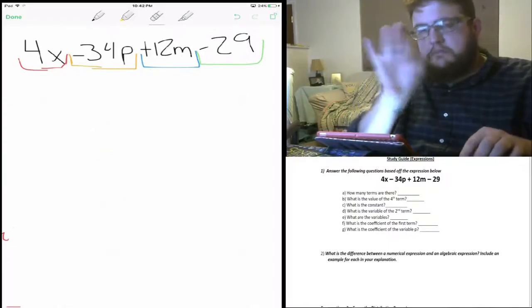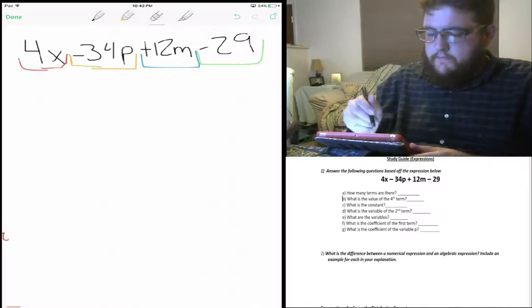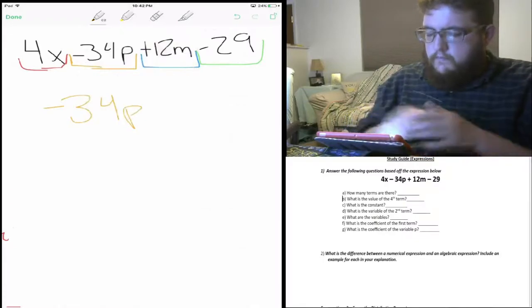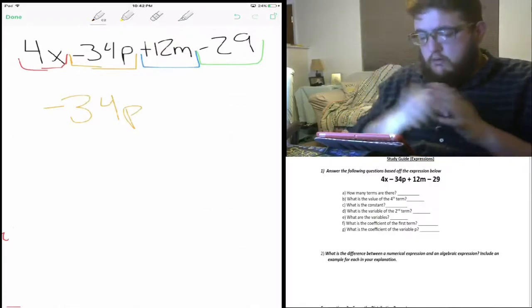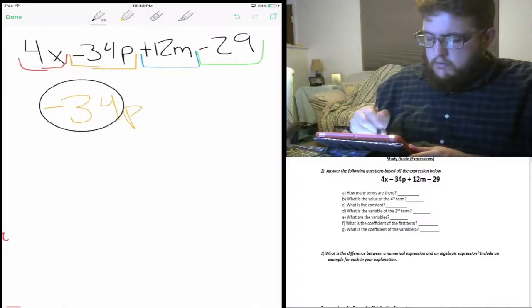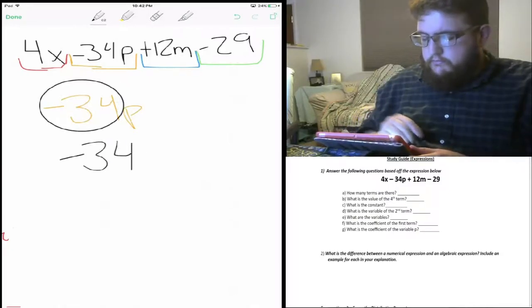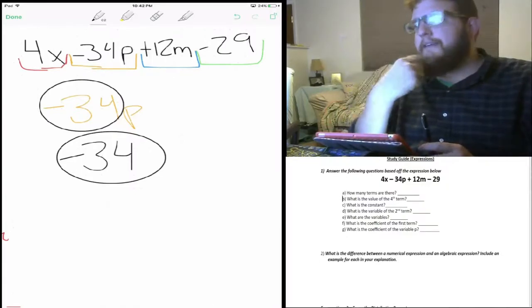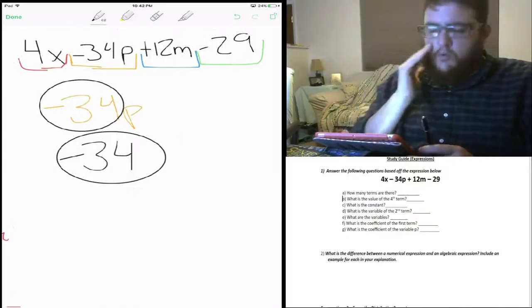Okay. G says, what is the coefficient of the variable p? So let's find the term in which p is, and that would be negative 34p. So now our coefficient of this term is that negative 34. And that's it. That's our coefficient for the term negative 34p.